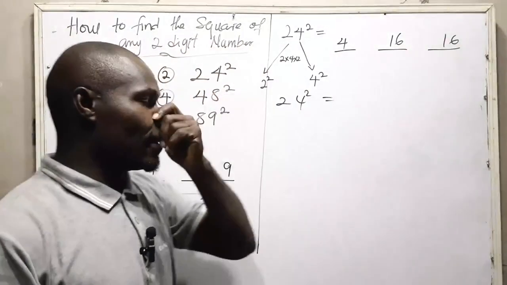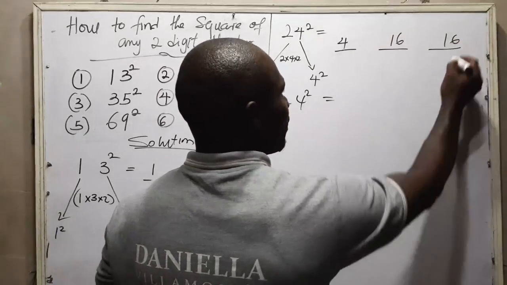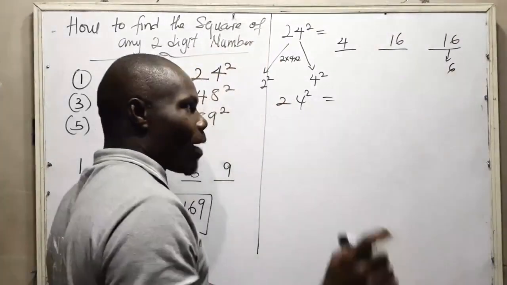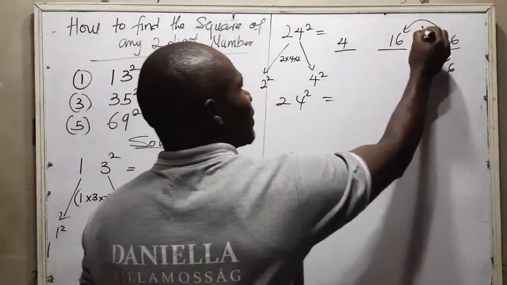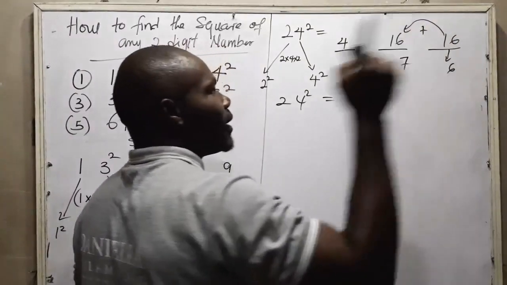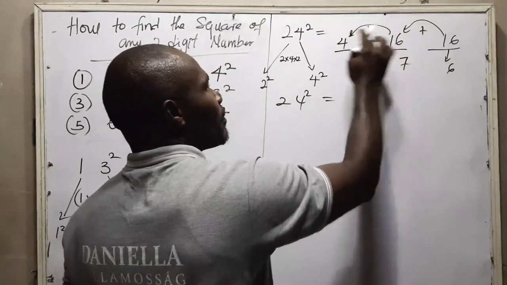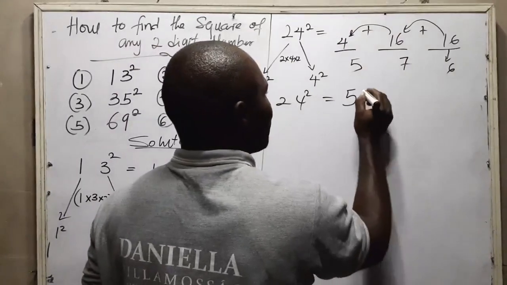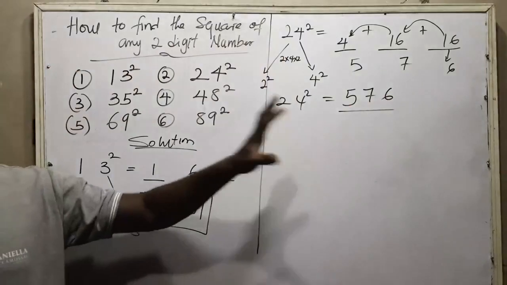The logic is this. You now take only 1 digit from here. You take 6. It remains 1. You now add the 1 to 16. So 1 plus 16 gives you 17. You take 7, and it now remains 1. The 1, you take it here. 1 plus 4 now gives you 5. So 24 square will give you 576. So this is just the logic.